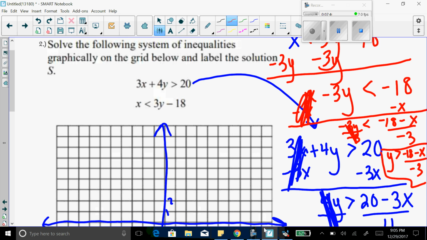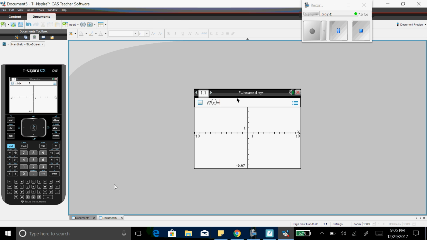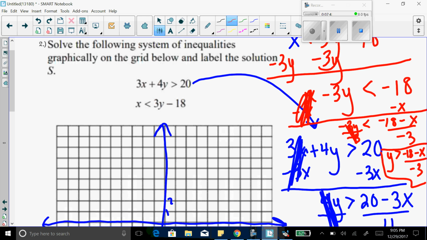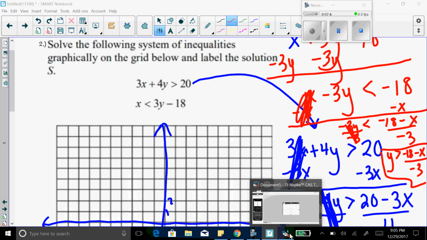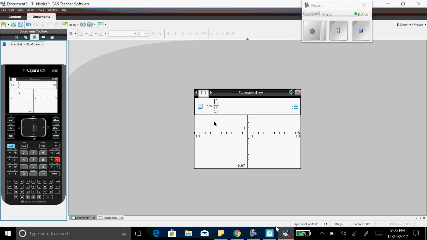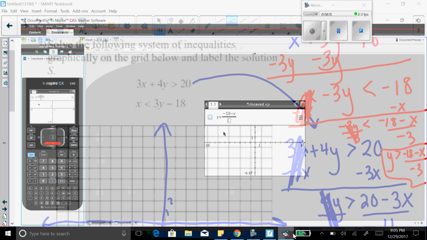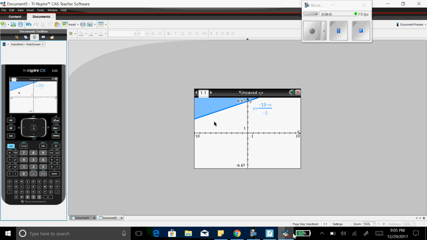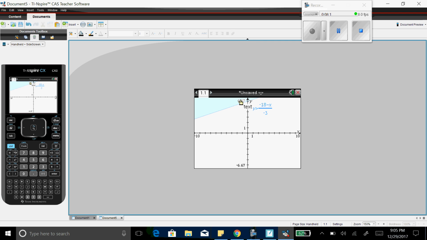So when I go to my calculator, I'm going to put the first inequality in. I'm going to put them in as inequalities. So y is greater than negative 18 minus x over negative 3. Now that's really far up, so I'm going to hover over my 6.67 here and make that something like 20 so I can see it better.